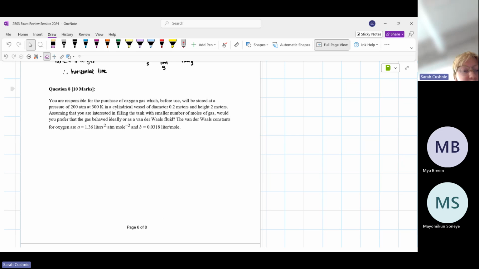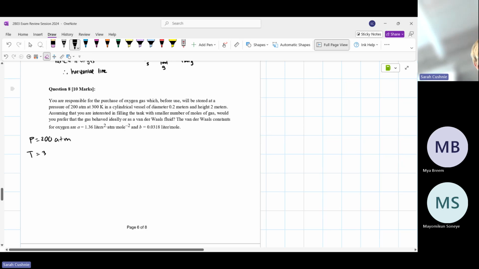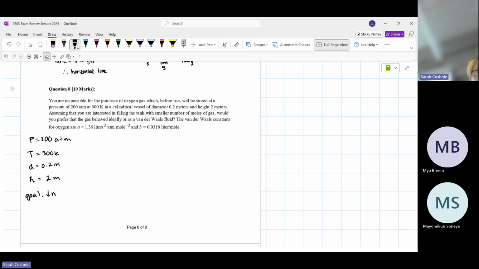So essentially what this is saying is we're given all of these values, which I'm going to write out here. P is equal to 200 atm. T is equal to 300 Kelvin. Diameter is equal to 0.2 meters. Height is equal to 2 meters. And then we want to know if we'd rather behave ideally or as a van der Waals fluid. And we want to minimize N.